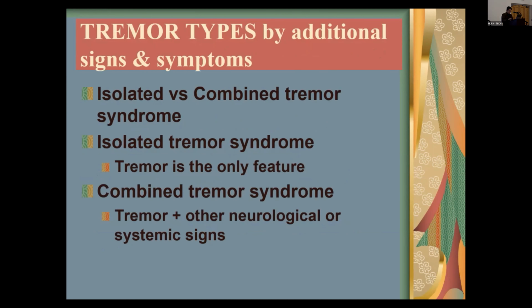And then as far as the other symptoms are concerned, is this an isolated tremor, meaning tremor is the only movement or clinical feature that I see, versus is this a combined tremor syndrome? Combined means tremor plus other signs or symptoms in the nervous system.